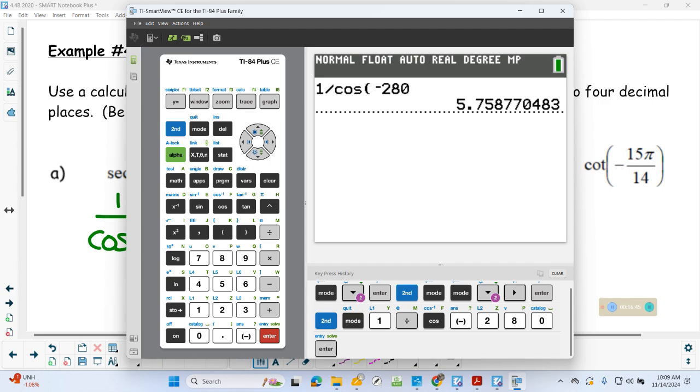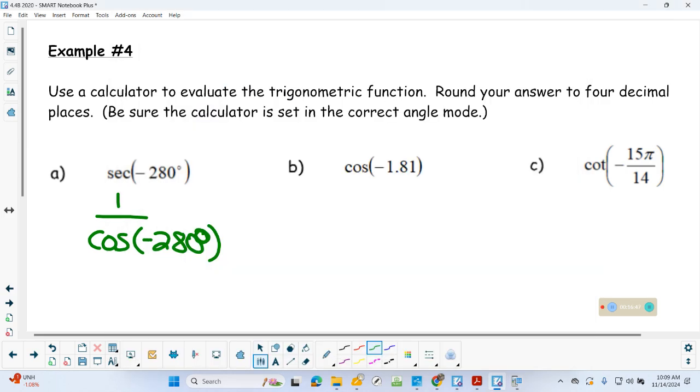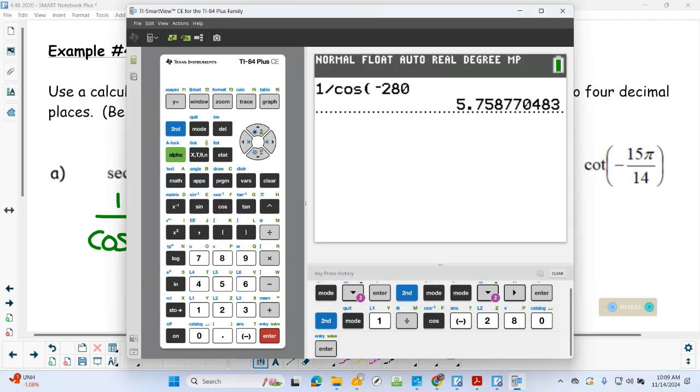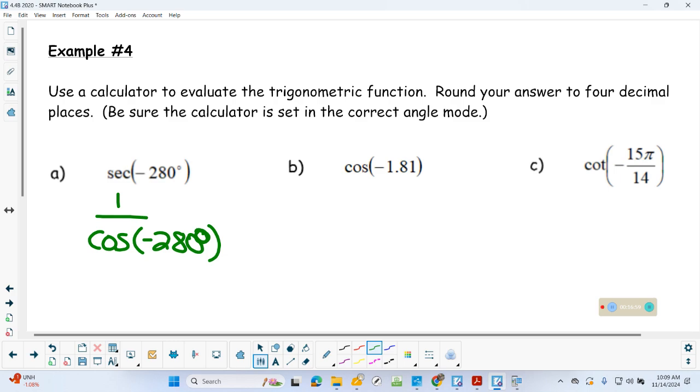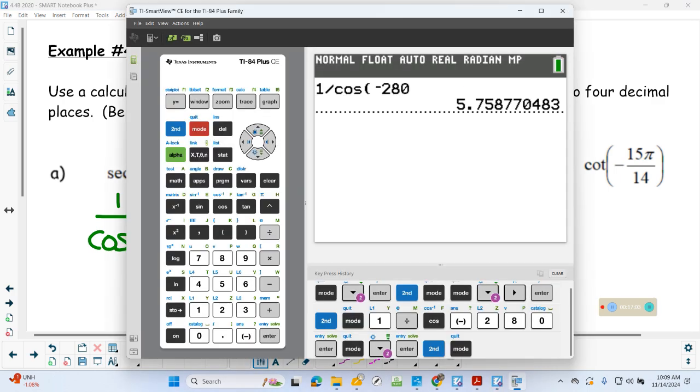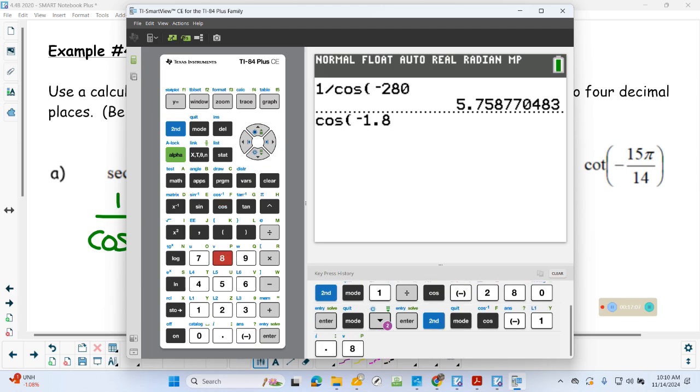All right, next to, I see no degree symbols. We're in radians. So let's switch our mode to radians now. Come on, calculator. Load. Radians. Okay, so type, the B one's super easy. We just type it in right as it appears. There's nothing fancy to do. Cos negative 1.81. Round to 4.